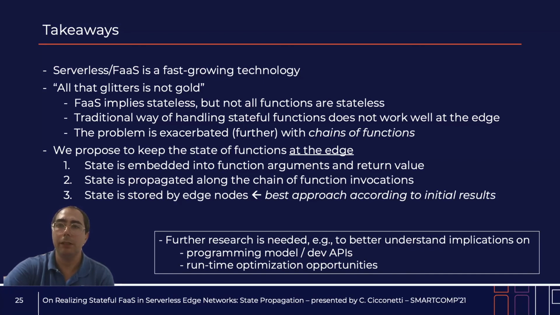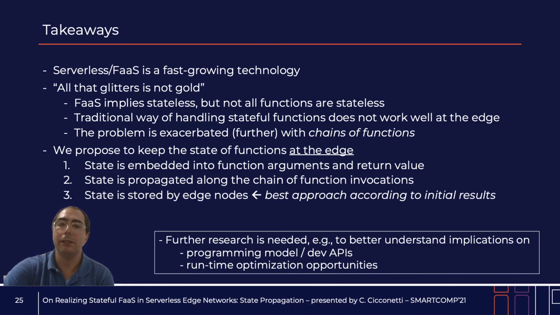The traditional way, the cloud way of handling a stateful function does not work well at the edge. So we need new solutions. And this problem is exacerbated when you have a chain of function invocations rather than a single function invocation. For these reasons, we propose to keep the state of the functions at the edge, so in the network. We have defined 3 approaches to do so.